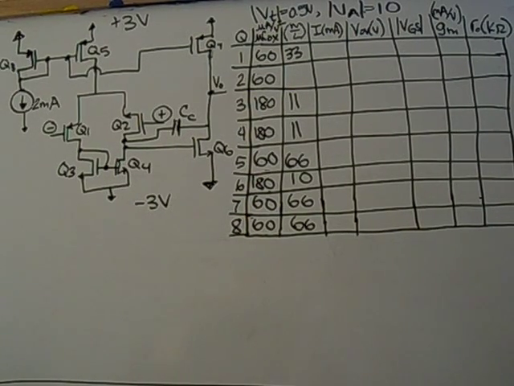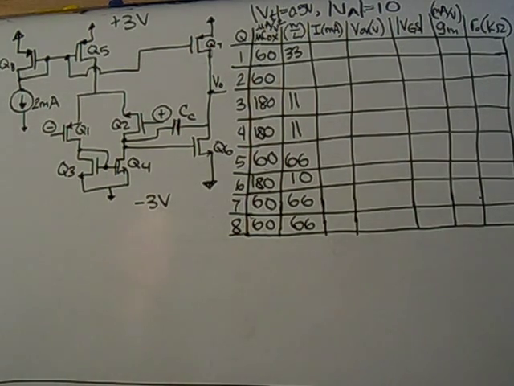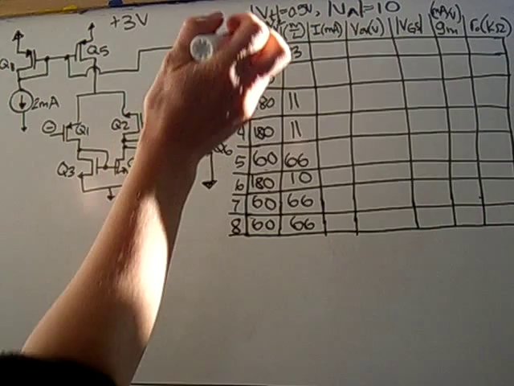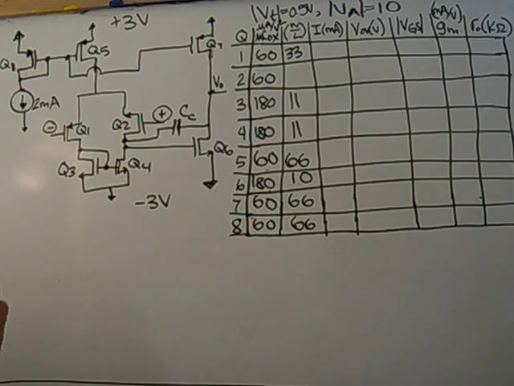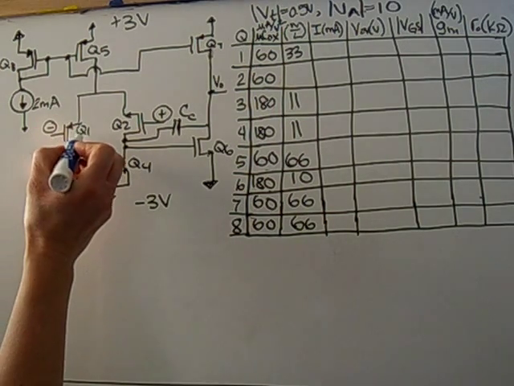So this is a problem for a two-stage CMOS amplifier. And we're given these parameters in this table right here. VT for both PMOS and NMOS is 0.5 volts and VA is 10. We want to fill in the rest of the table. So for a two-stage CMOS amplifier, we know that Q1 and Q2 have to be matched.